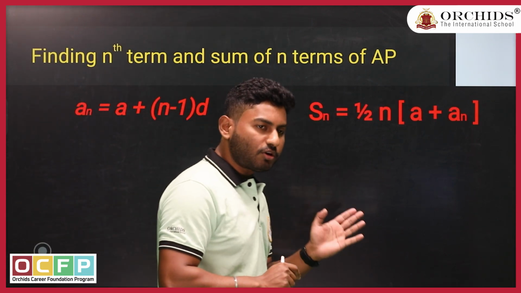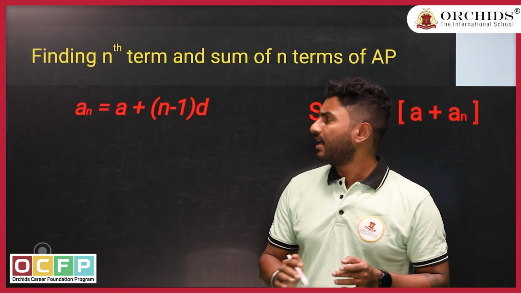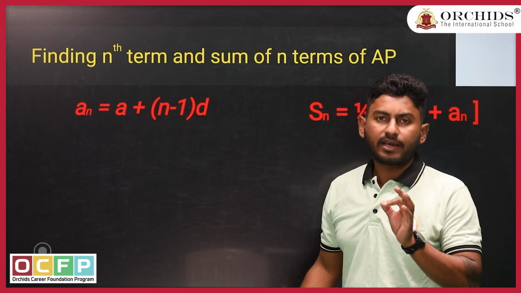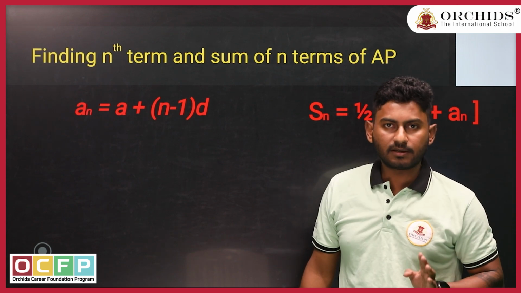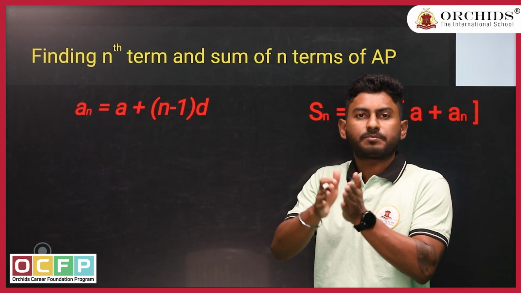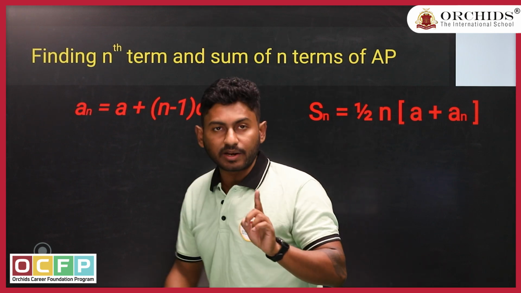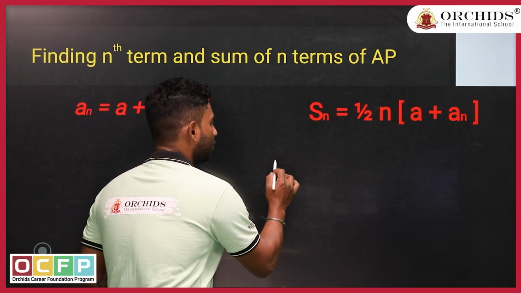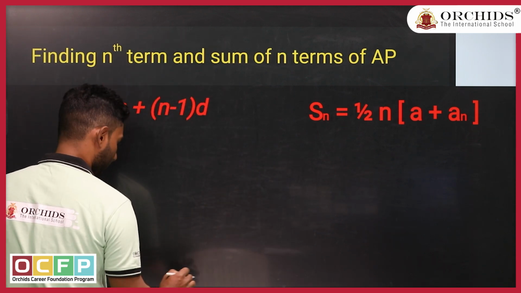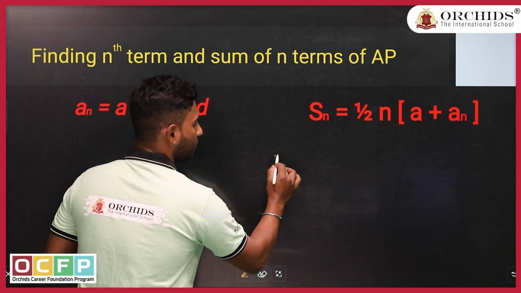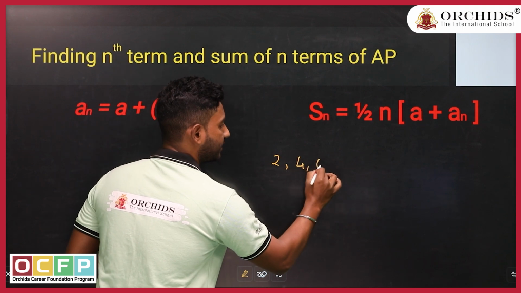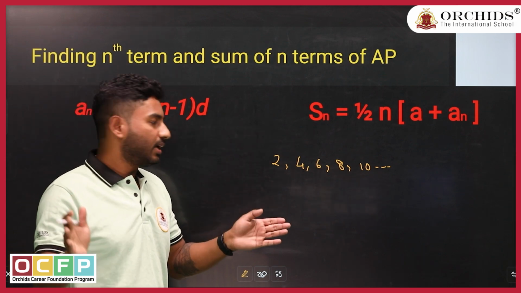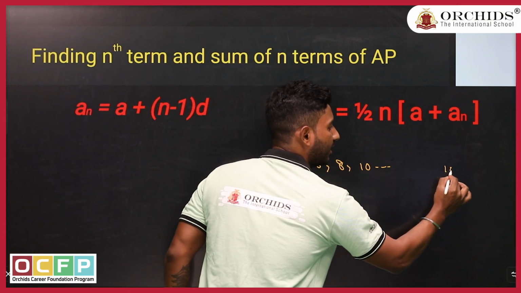Now, the whole of this chapter, the whole of arithmetic progression, is based on only these 2 formulas. First, an equals A plus (n minus 1)D, which we just derived. This is the nth term of the progression. The second formula is the sum of all the numbers. Say the numbers are 2, 4, 6, 8, and suppose this progression ends at 100.